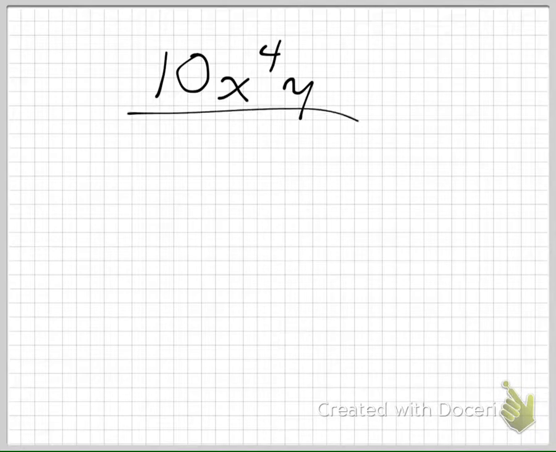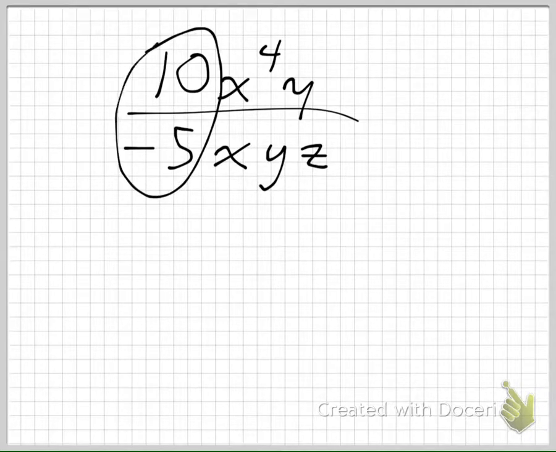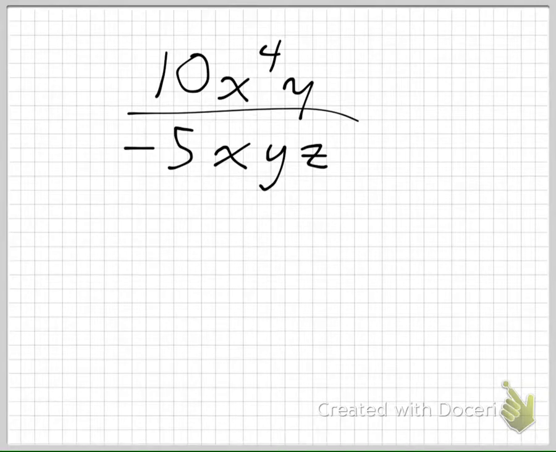What about this? What if I have 10 x to the 4th y over -5 x y z? Okay, so here's the deal. Dividing these, what's the first thing I'm going to do, just like in multiplication? Integers, right? Deal with the actual numbers here. What is 10 over -5? It's a -2, right? So I'm going to put a negative, and the 2 is on the top, right?